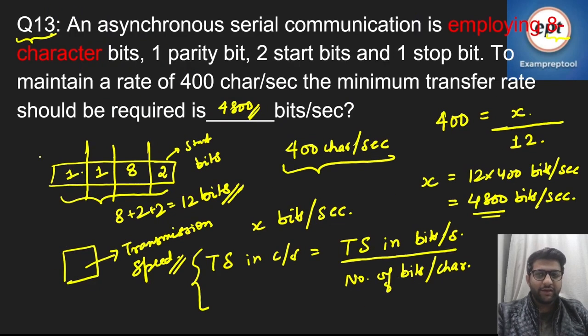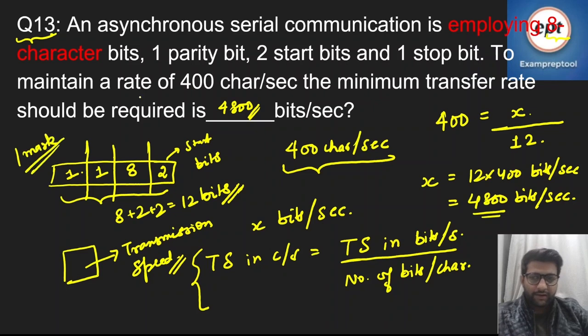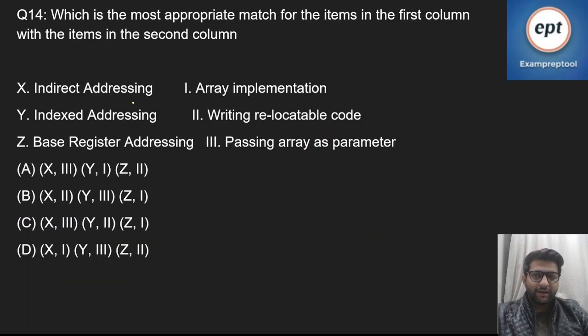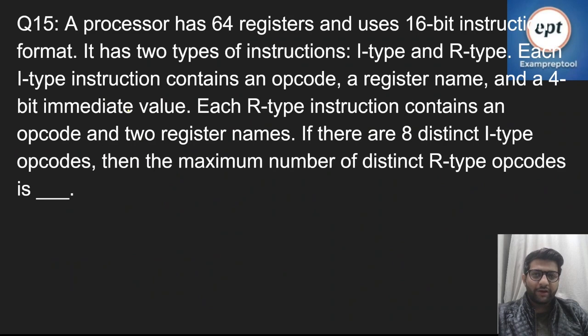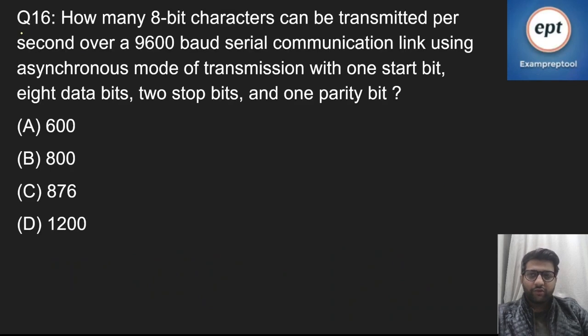These questions are very easy and can get you 1 mark or 2 marks in the GATE exam. So if you see such a question, you should not miss it because you have seen the concept and you have solved many questions on this particular topic. Let's solve one more question on this topic. So this is question number 16. Let's solve this first because this is of a similar topic.